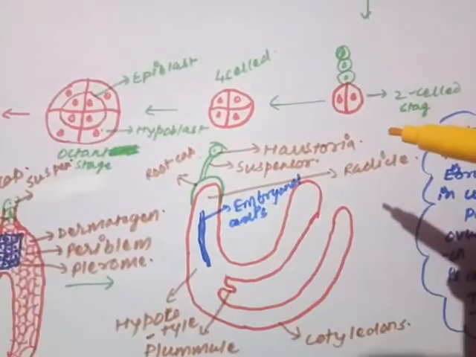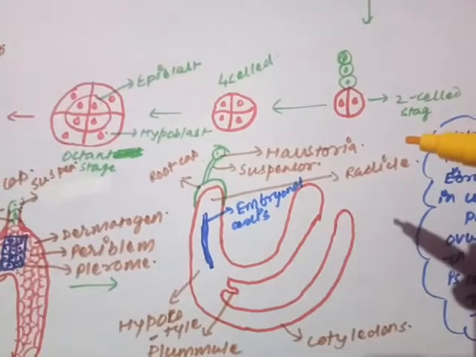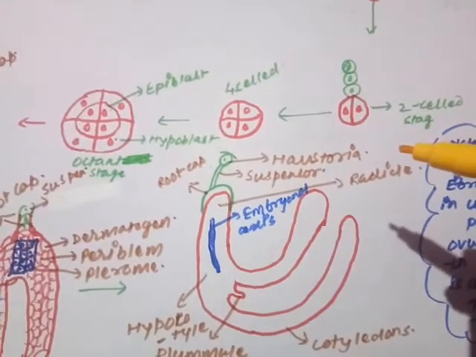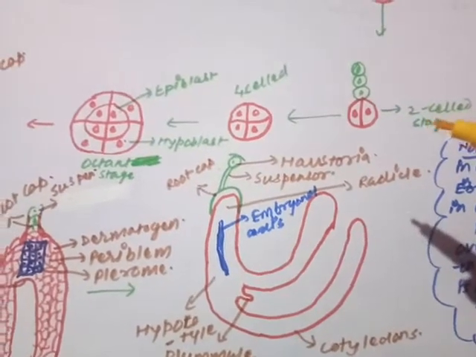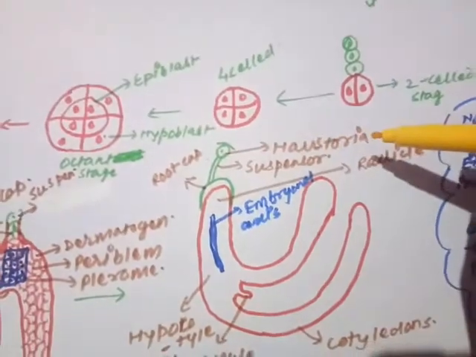The questions may be like this: list down or label structures 1, 2, 3, 4 and provide one function of each structure; or label structures 1 and 3 and provide the function of each structure. So you know this very well.